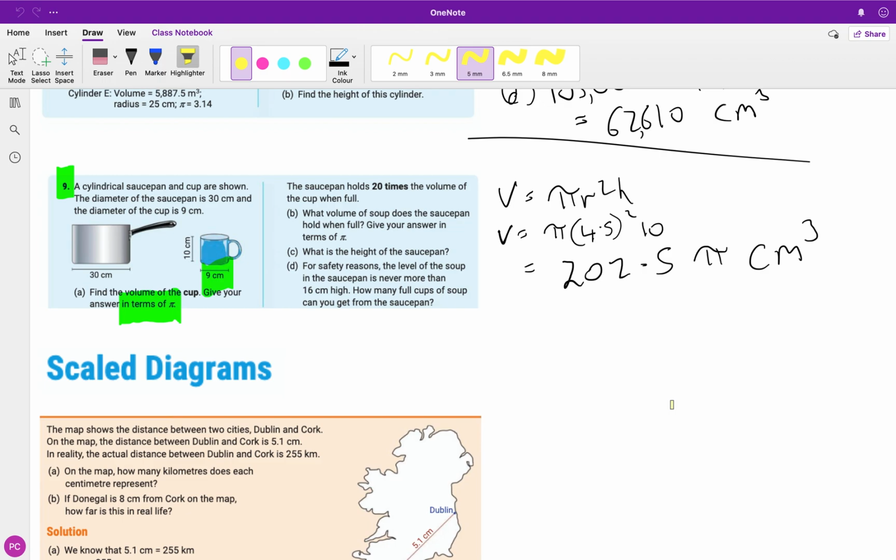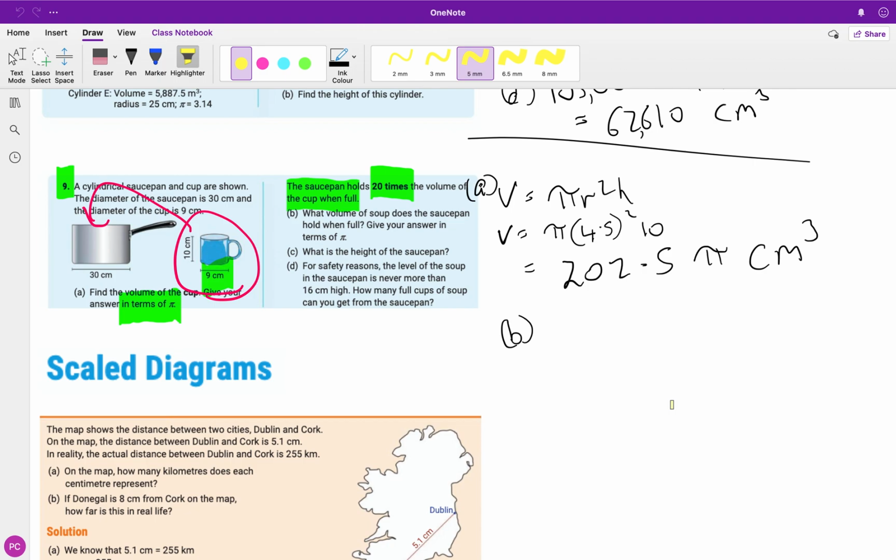Okay, part B. The saucepan holds 20 times the volume of the cup. So basically you can fit 20 of these in that pot. What volume of soup does the saucepan hold when full? And they still want us to give our answer in terms of pi. So let me just say this is part A, and down here we're looking at part B.